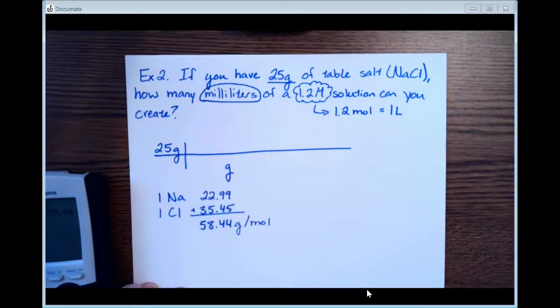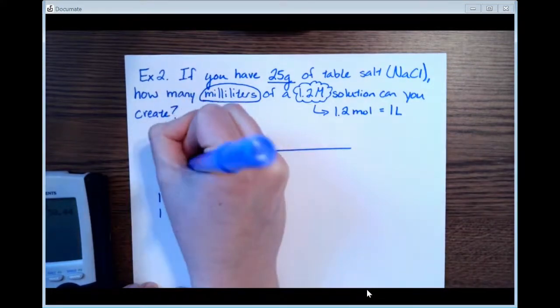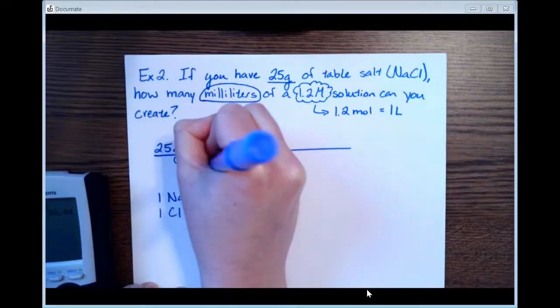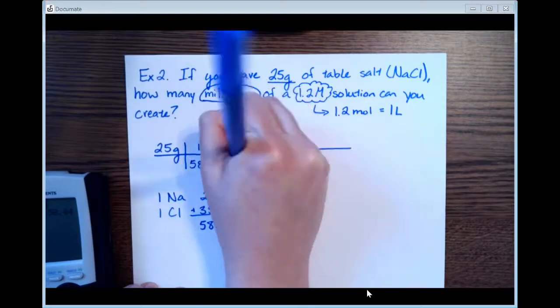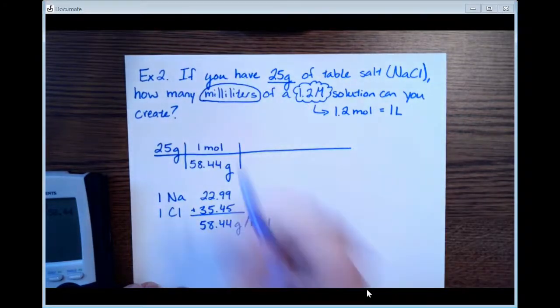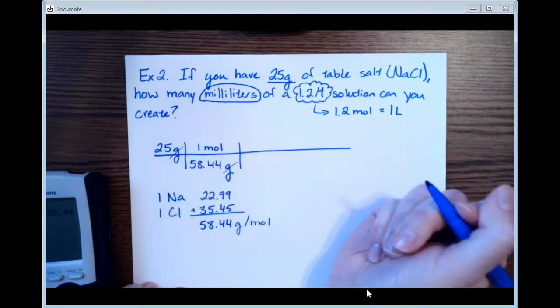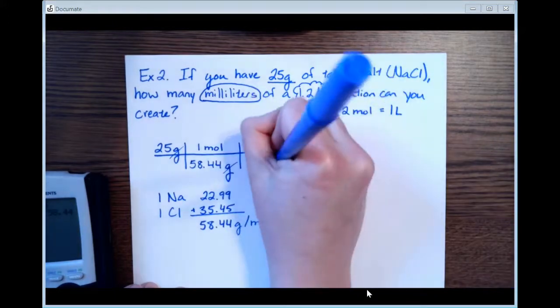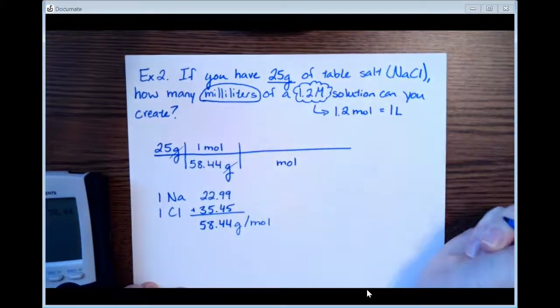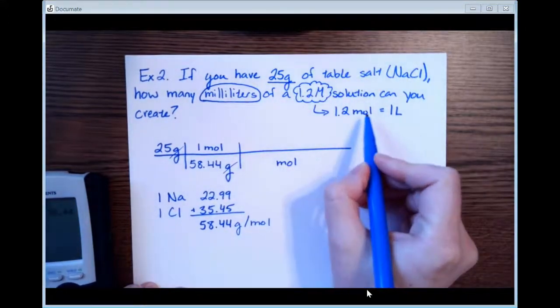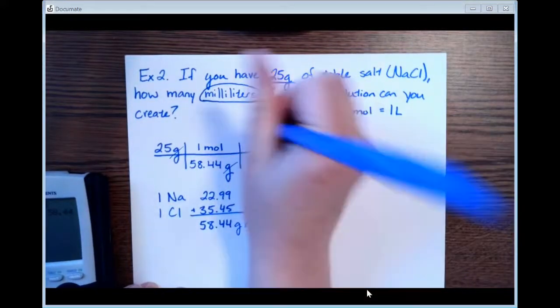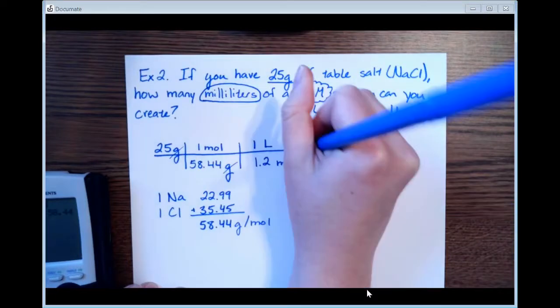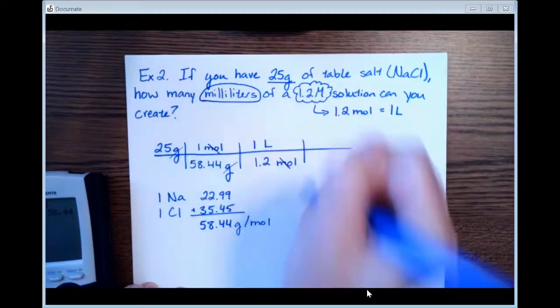Okay, so that 58.44 is going to go in the bottom. And up on top, we're going to put the 1 mole. Okay, so our grams cancel out. If I have moles on top, I need moles on the bottom. And this is where I'm now going to use my molarity conversion factor. So 1.2 moles up to 1 liter. Now my moles cancel out.